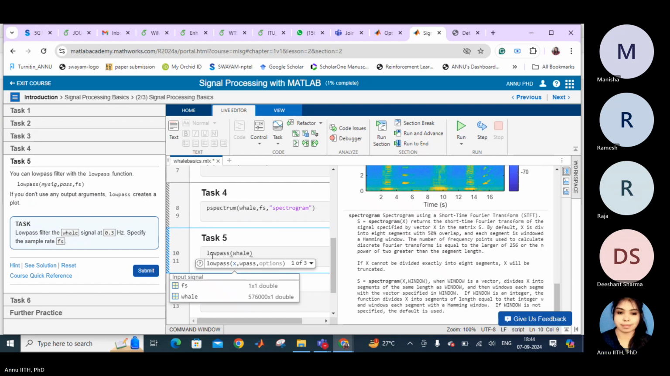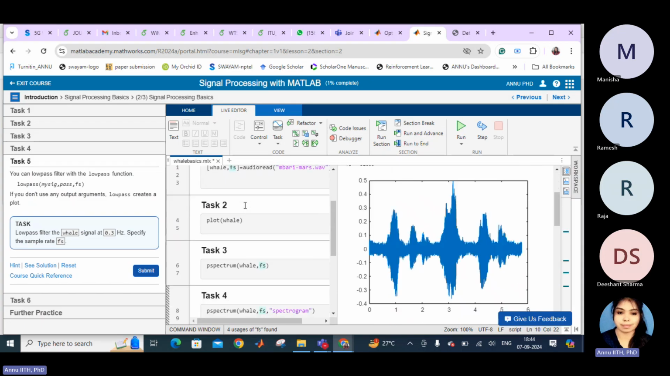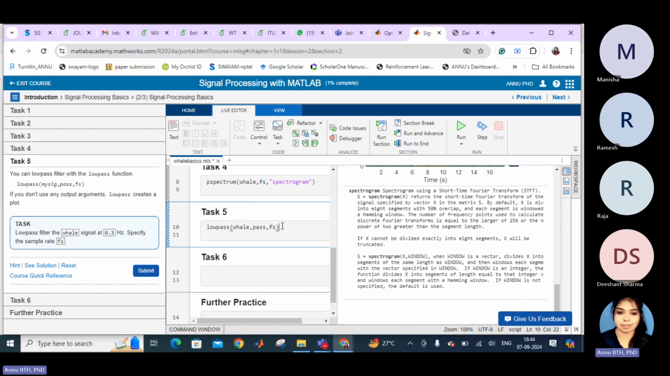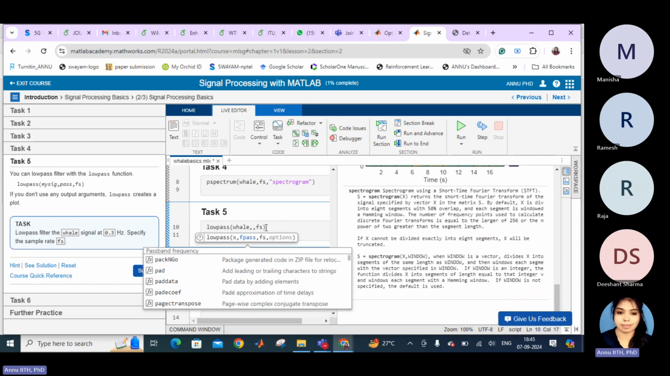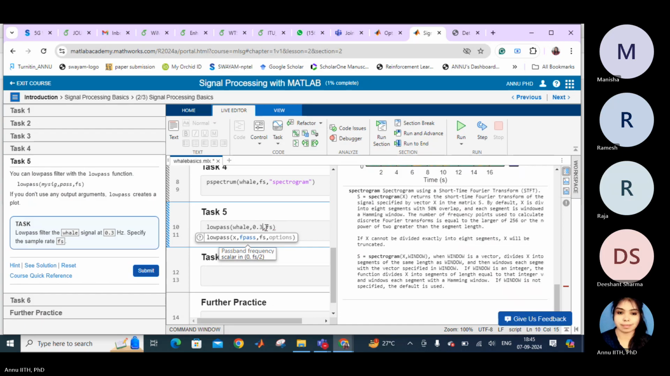So lowpass wave, and you want the filter to be at 0.3. So let's have lowpass, and specify the sample rate as well. fs was my sample rate. Let me see fs. Okay, lowpass at 0.3, I think. Let's see.